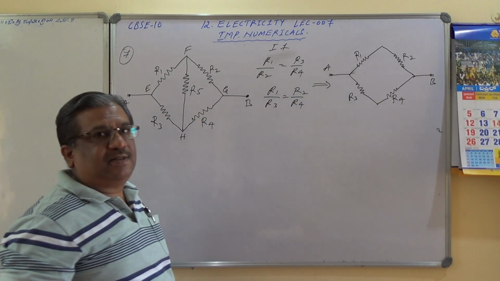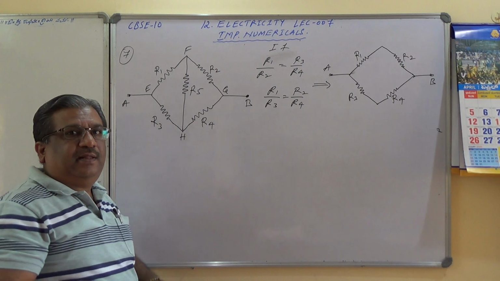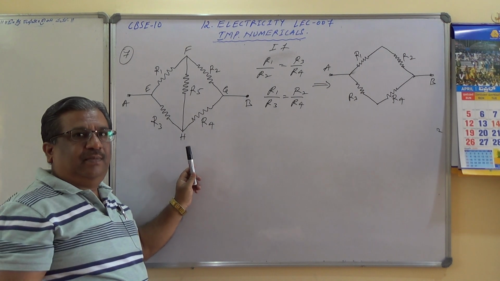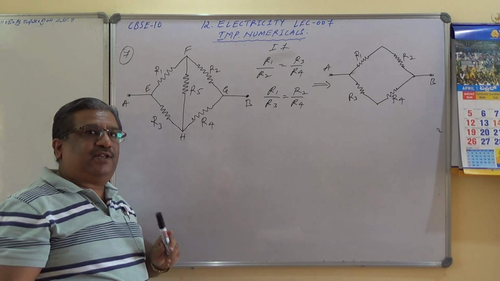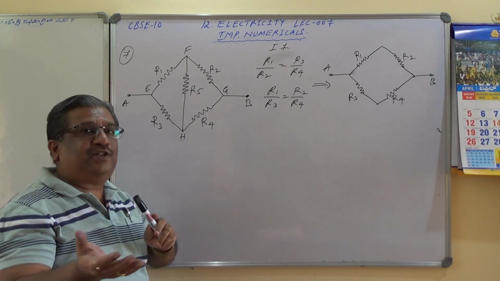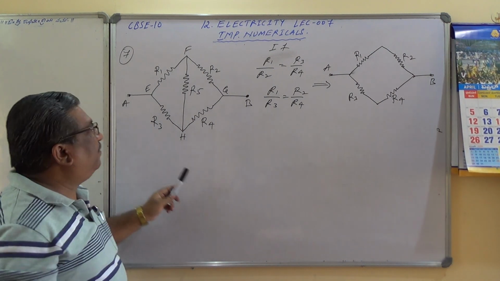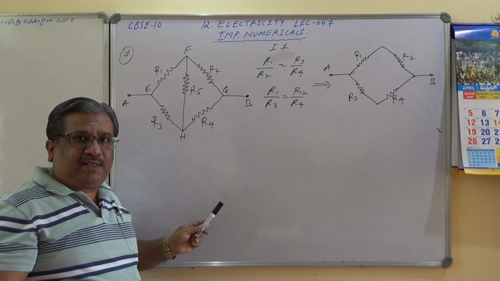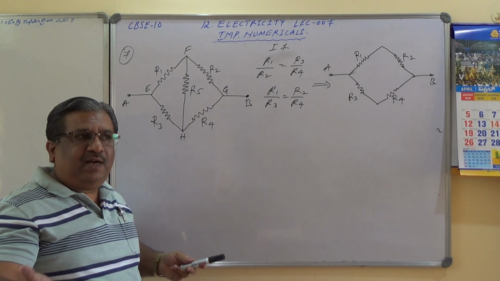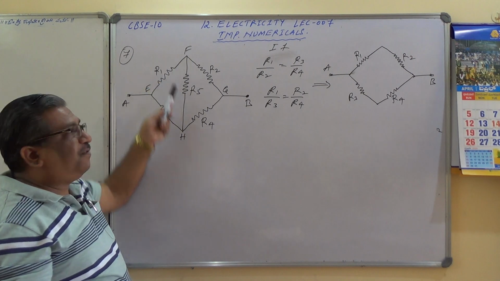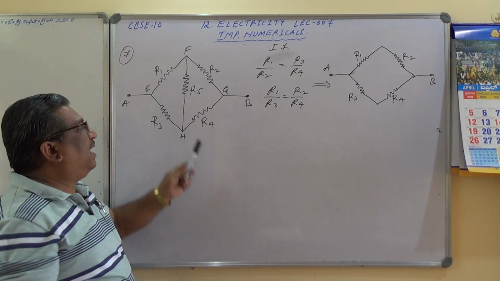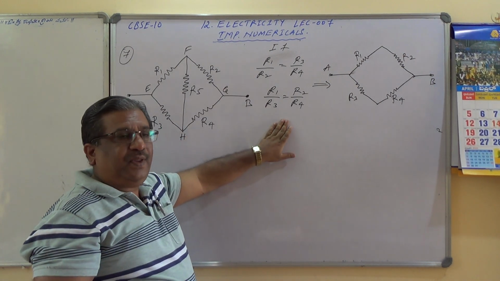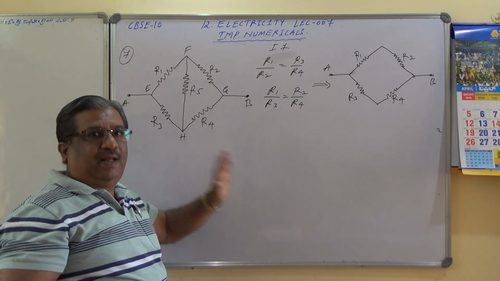What happened to the middle resistance? See, if this condition is obeyed, that means the potential at F and potential at H remain the same. The voltage at F and the voltage at H remain the same, meaning the potential difference in the segment FH is zero. If there is no potential difference, there is no flow of charge, meaning there is no flow of current through this middle segment, and hence I can assume R5 to be a dummy resistor. Therefore, if this condition is met, the central resistor becomes dummy.